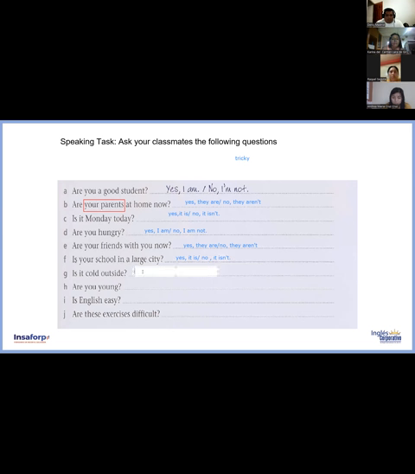Let's see. Oh, what did I do here? Oh, here it is. Let's go. Okay, let's work. I don't know if you want to work with the same partners or you want to change. Maybe we change, right? So that you get to know each other. Different.